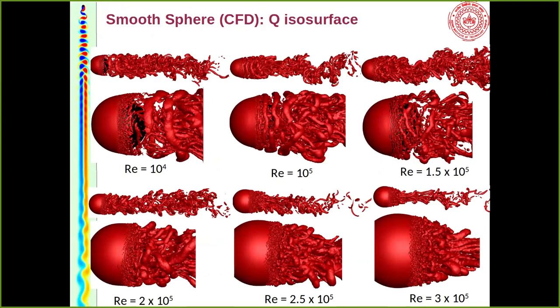Okay, so the first thing is, can we do a smooth sphere? So you do different Reynolds numbers. The idea is just to show, these are Q isosurfaces, just to show you that indeed something is happening. This wake is much narrower. So we are able to capture the drag crisis for a smooth sphere, the boundary layer becoming turbulent. Lambda state, we are able to capture this.